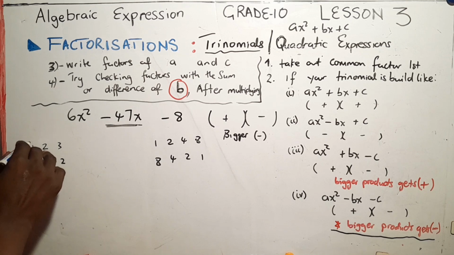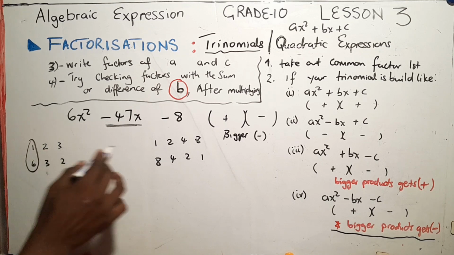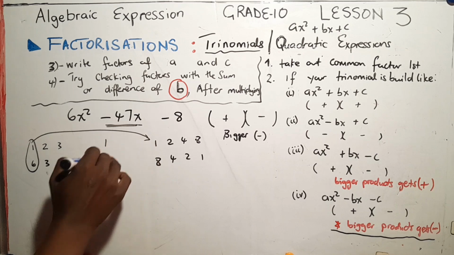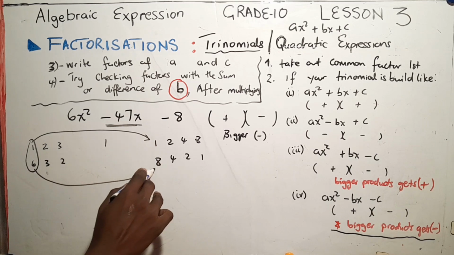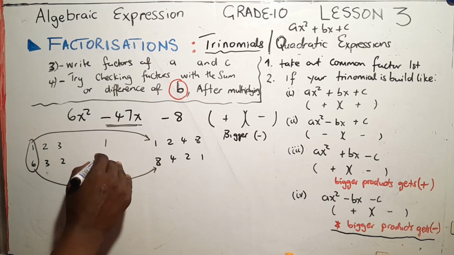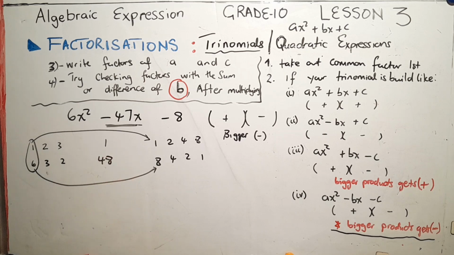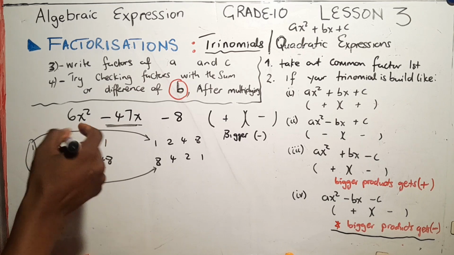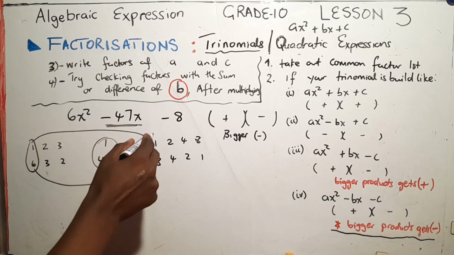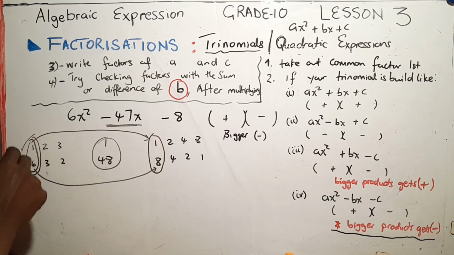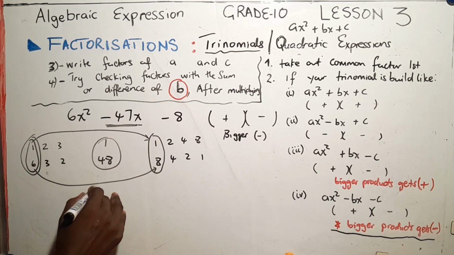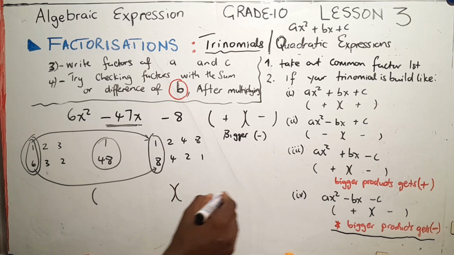So let's see. If we take these values and first multiply them with these values, 1 multiplied by 1, we get 1. And 6 multiplied by 8, we get 48. So let's check. 1 plus 48 is 49. But 1 minus 48 gives us minus 47. So these are the values that we need. So 1 is multiplying 1 and 6 is multiplying 8. So we can set our brackets.